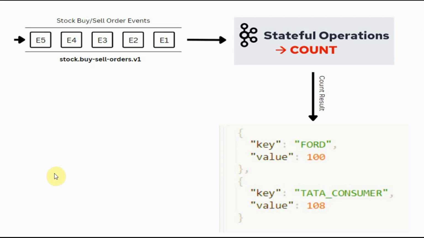So here is the case. Let's say I have a topic where I receive a series of stock buy or sell order events, and I want to apply a count operation, which is a stateful count operation, which will result in something like this, where for each stock I will receive a count. That means how many buy or sell orders are being placed against each stock. So when I apply the count, I will get a result something like this. Alright, so let's implement this.